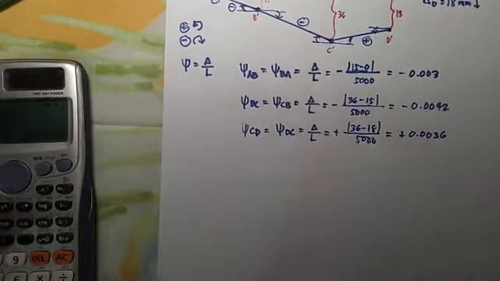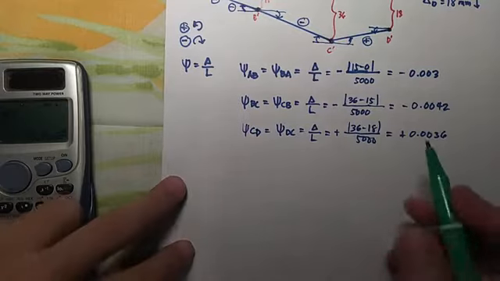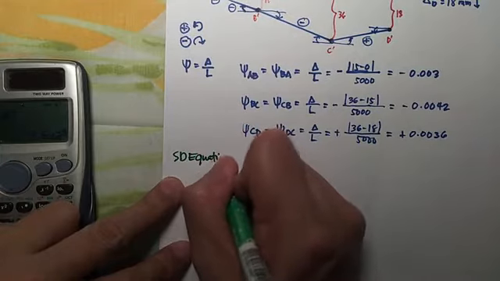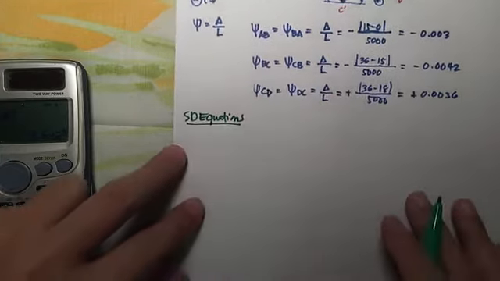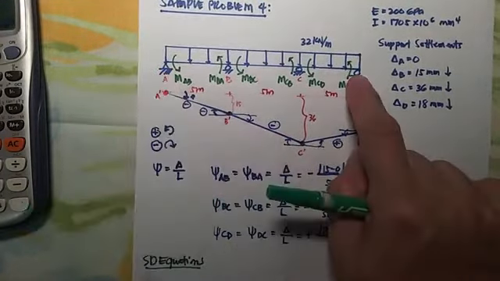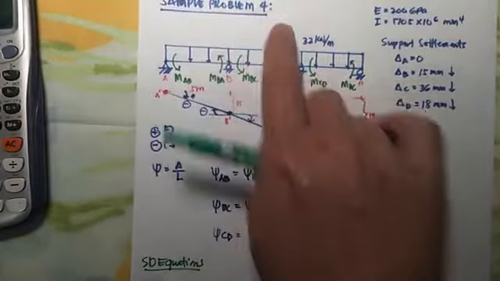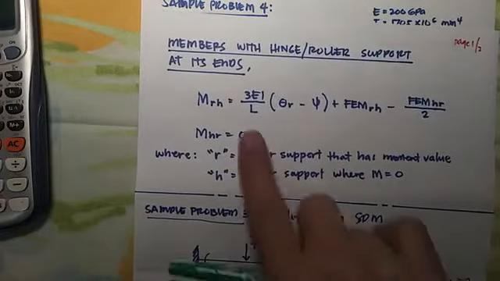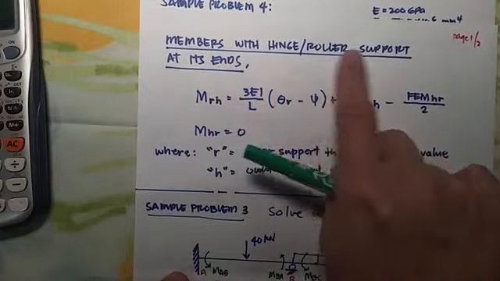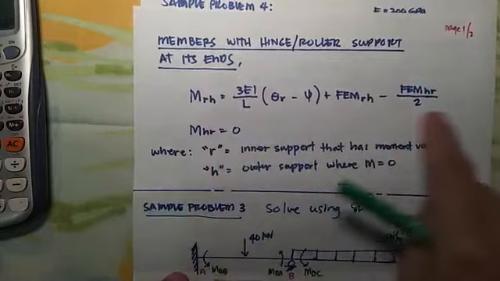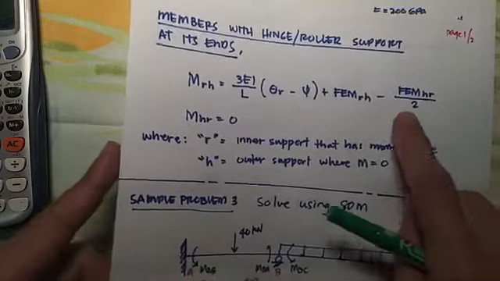Okay, next step is to write the slope deflection equations. So ano mga slope deflection equation natin dito? Okay, diba hinge, dulo, roller, dulo ng beam. So, from our sample problem number 3, if you could recall, ito yung sample number 3 natin. Diba, kapag may hinge or roller sa dulo ng beam, the slope deflection equation may be modified by this one. Okay, so let us use this one.